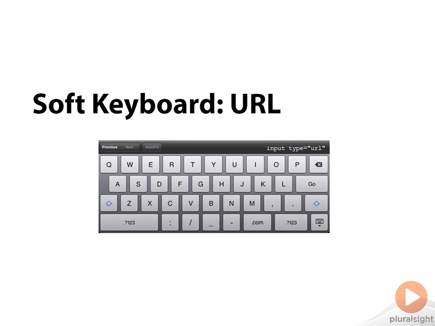For a URL, notice what's happened here is that the spacebar is completely gone because spaces are illegal characters within a URL. And you even have the .com button, which you can often press and hold in order to get different extensions for domain names. The email keyboard is also optimized for email addresses. The @ sign takes a prominent place within the soft keyboard, and it's specifically set up to make entering in email addresses easy using this input type.